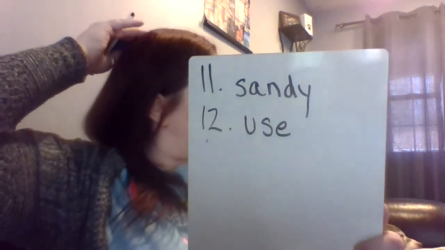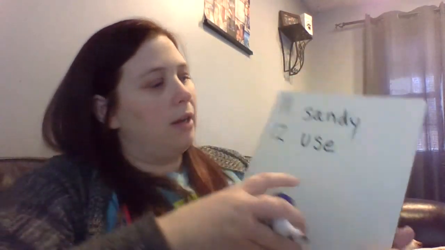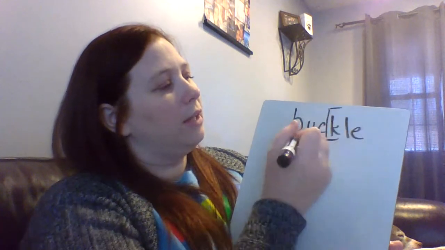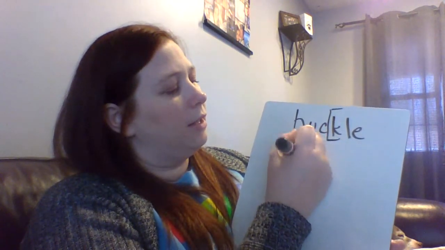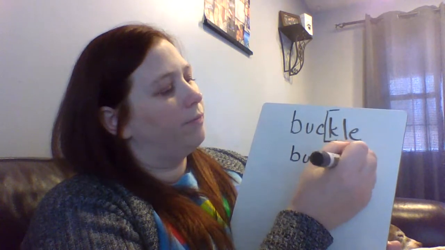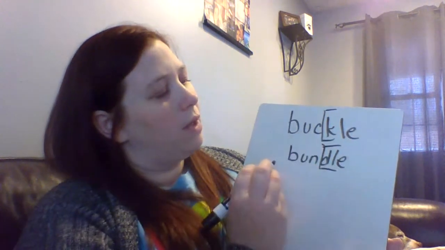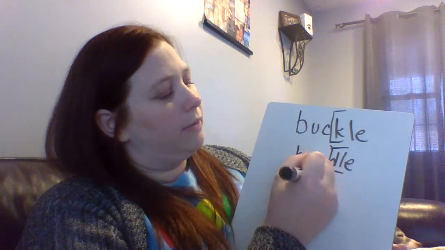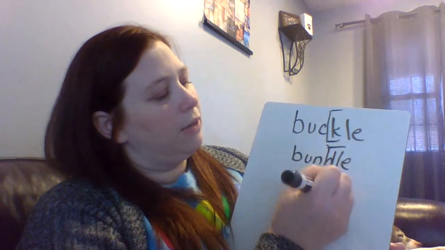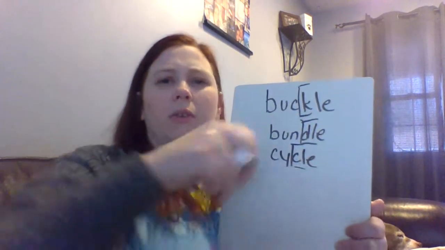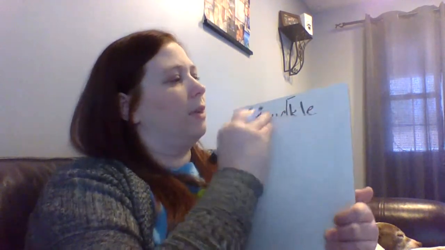We're going to move on to our new topic for the day, which is another final stable syllable. Do you remember how we talked about final stable syllables? We have buckle, K-L-E, we have D-L-E, like bundle, and C-L-E, like cycle. Those are our final stable syllables, some of them.